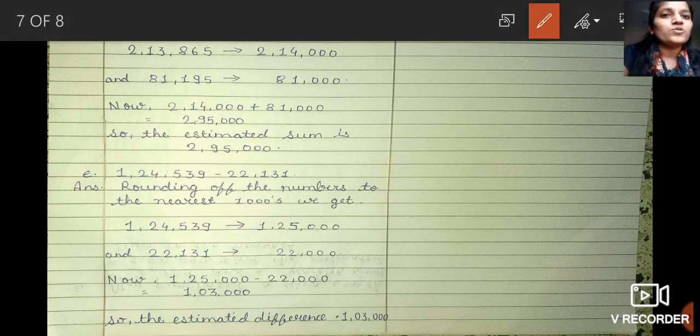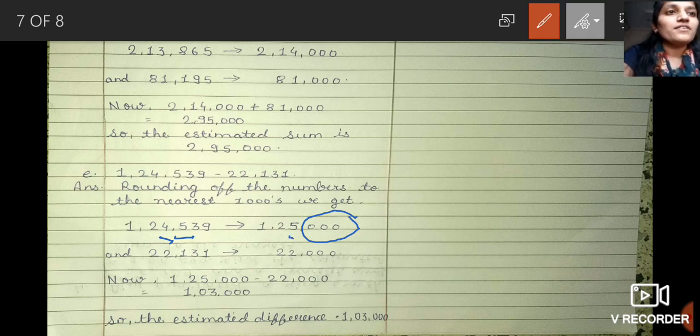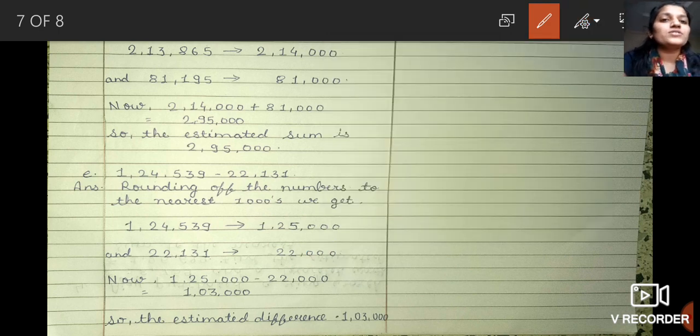So students, as we all know, we first have to refer to the hundreds place, which is 5 over here. That means we are going to make a change. All the 3 places will become 0 and there will be one number we are going to add, that is, 4 will become 5 in the thousands place. Next, here we can see that the hundreds place is 1. So all the 3 places will become 0. So 22,131 will become 22,000.